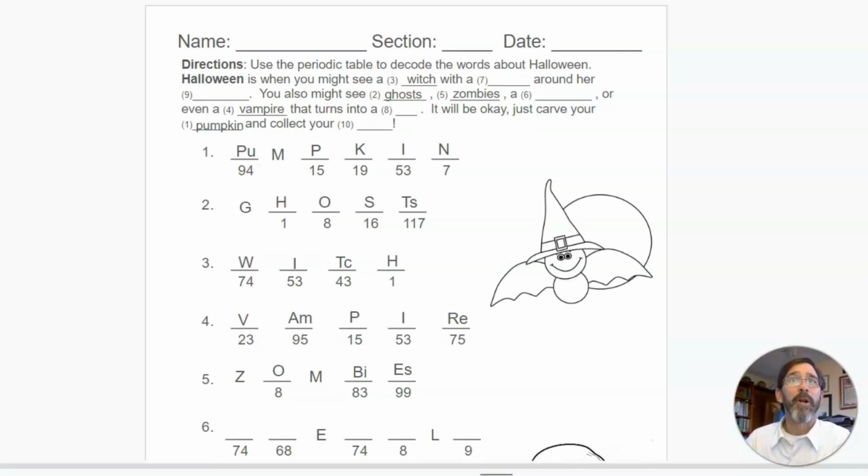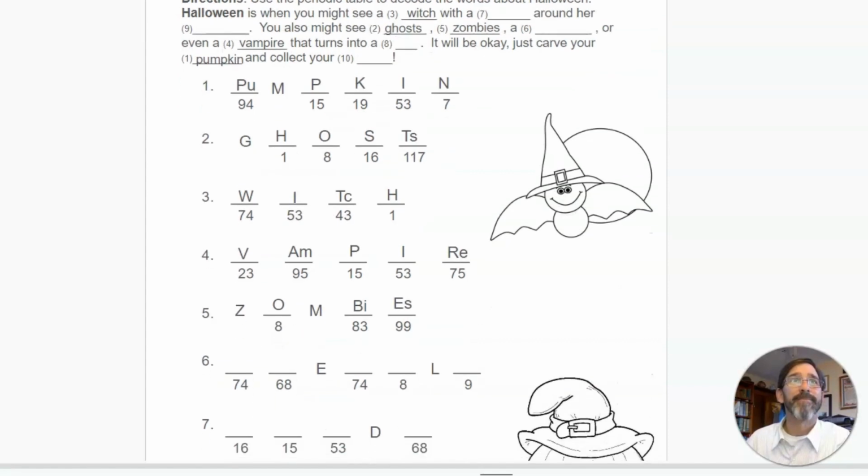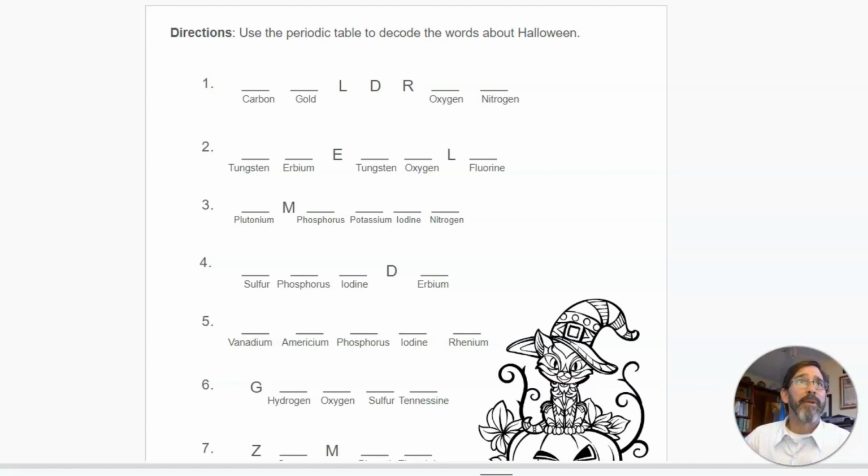Now we're going to flip our paper over and take a look at the first 5 on the next side. On the other side of your paper, the directions are still very similar, whereas you're being asked to use the periodic table to decode words about Halloween. The difference this time is that you're given the element's name and you're asked to fill in the atomic abbreviation.